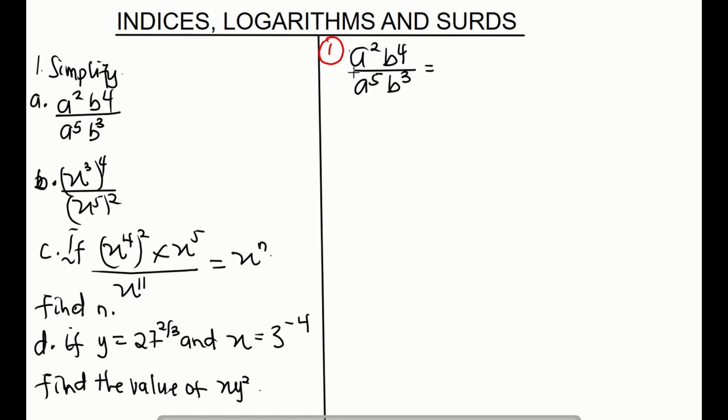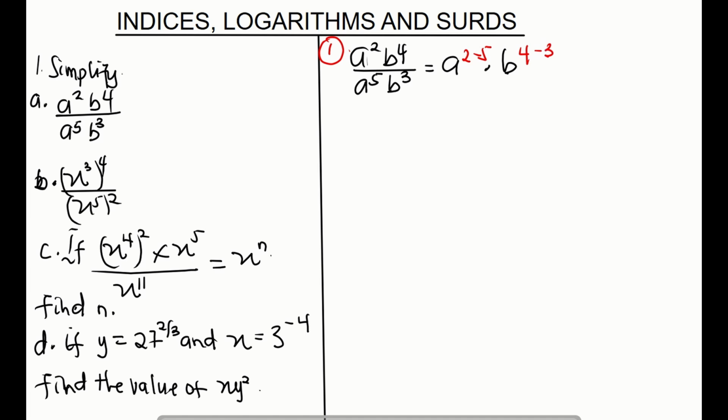Now, let's see. Simplifying this, we have a here, which is of the same base and they are divided. So, we have a, from the laws, since the bases are the same, we have 2 minus 5. Now we consider the same for the one with the base b. This is base b, and this is also base b. We consider only the exponent, which results in 4 minus 3.